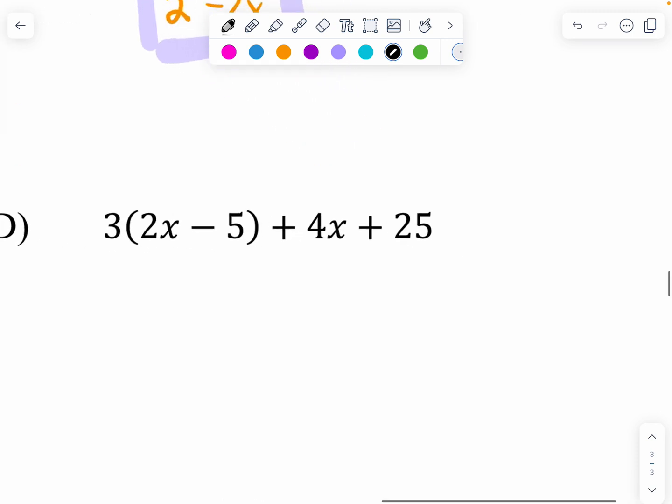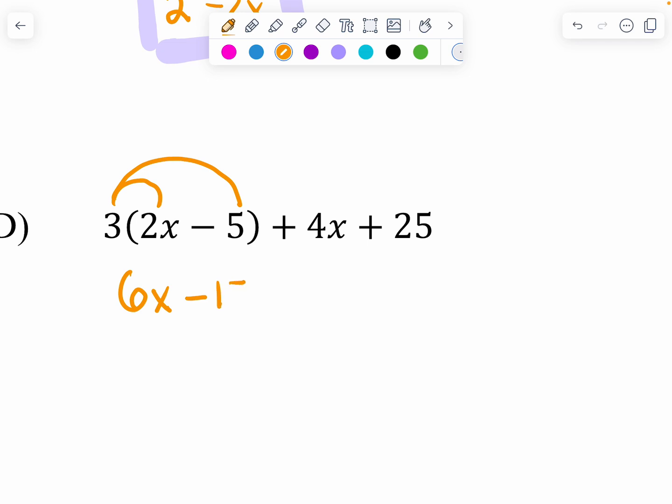All right, one last one. You look at it and you're like, all right, I see that parenthesis looking thing. I know what to do there. 3 times 2 is 6 with the X. Positive 3 times negative 5 is negative 15. I didn't do anything with the 4X's. We're not multiplying that 3 by this stuff here because it's not in the parenthesis. If it were, then we would, but it's not.